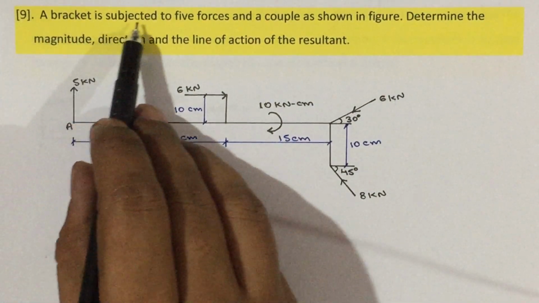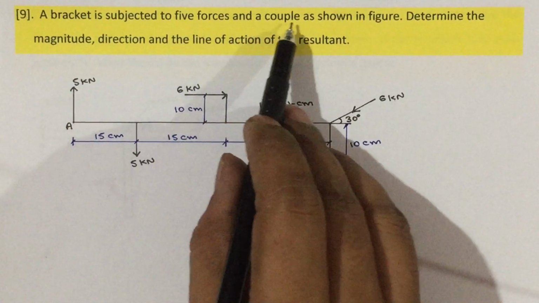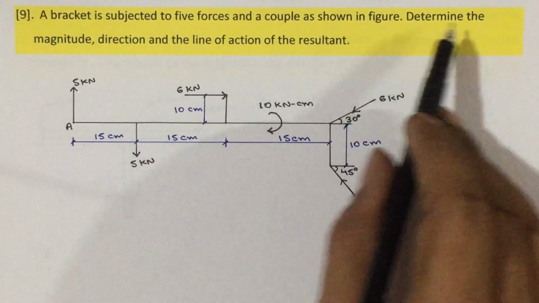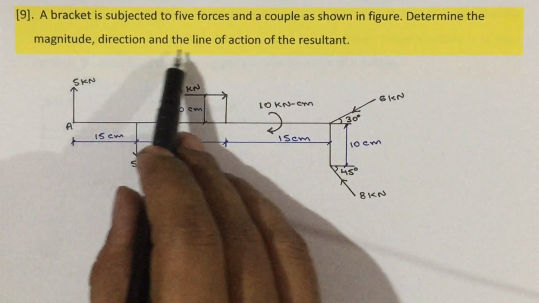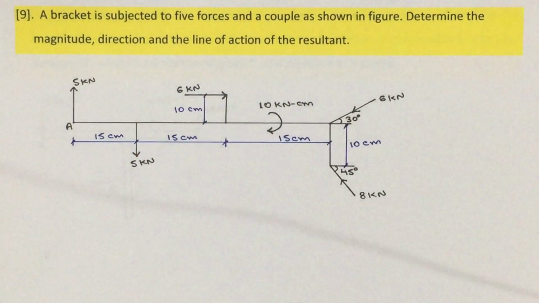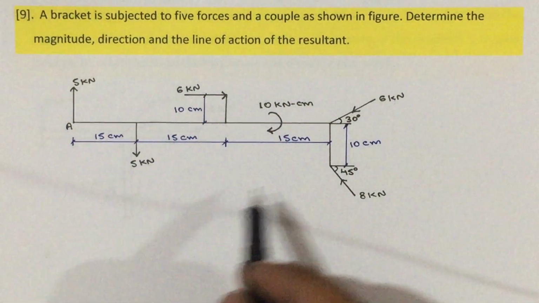Problem 9. A bracket is subjected to 5 forces and a couple as shown in the figure. Determine the magnitude, direction and the line of action of the resultant. This is the given problem.